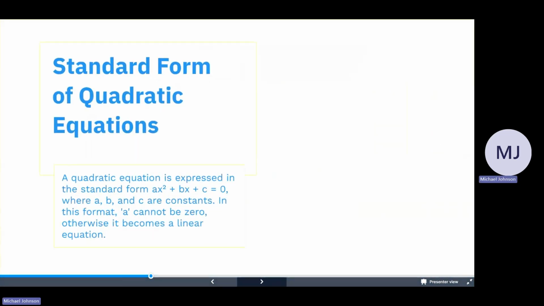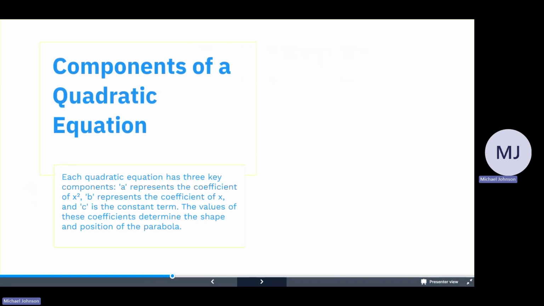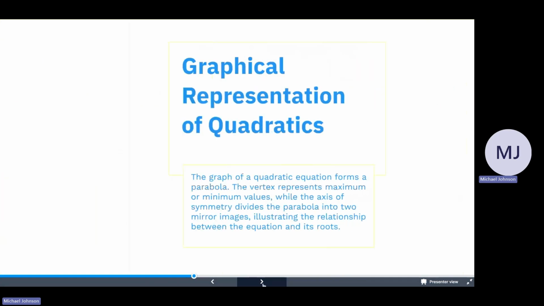A quadratic equation is expressed in the standard form ax squared plus bx plus c equals 0, where a, b, and c are constants. In this format, a cannot be 0, otherwise it becomes a linear equation. Each quadratic equation has 3 key components. a represents the coefficient of x squared, b represents the coefficient of x, and c is a constant term. The values of these coefficients determine the shape and position of the parabola.